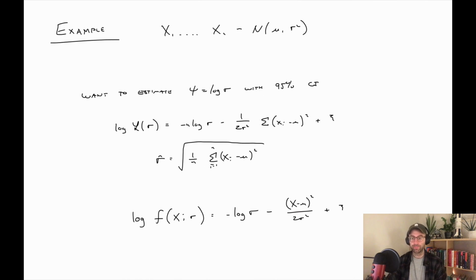So let's do an example. All right. So in this example, we're going to assume we have a random sample from a normal distribution, but we're going to assume that mu is known and sigma will be the unknown that we're interested in estimating. But actually, what we want to estimate is some function of sigma.